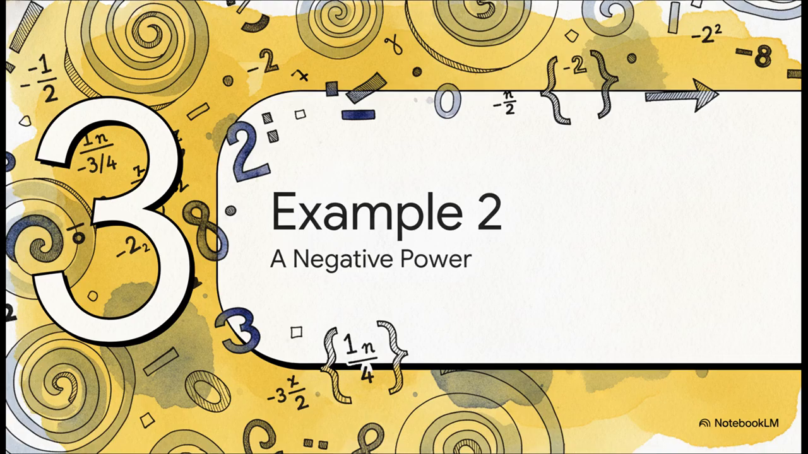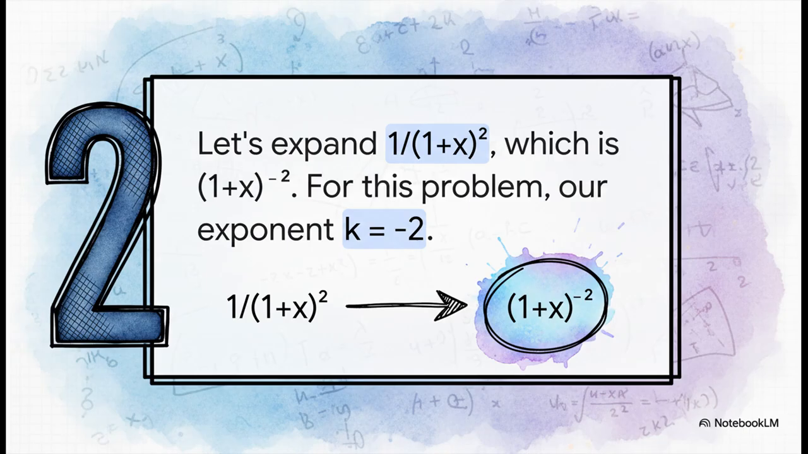Okay, so the formula obviously works for fractions, but what about negative exponents? Let's run through one more example just to see how versatile this series really is. This time, we're going to expand the function 1 over 1 plus x squared. But if we just rewrite that using an exponent, it's simply 1 plus x to the power of negative 2. So, for this problem, our k is just negative 2.